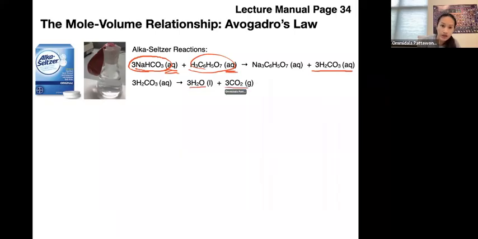So that's what you are going to observe, right? As sodium bicarbonate reacts with citric acid, eventually it's going to generate gas, and that gas is carbon dioxide. We are going to capture the carbon dioxide in a balloon. Okay, so let's take a look at that.